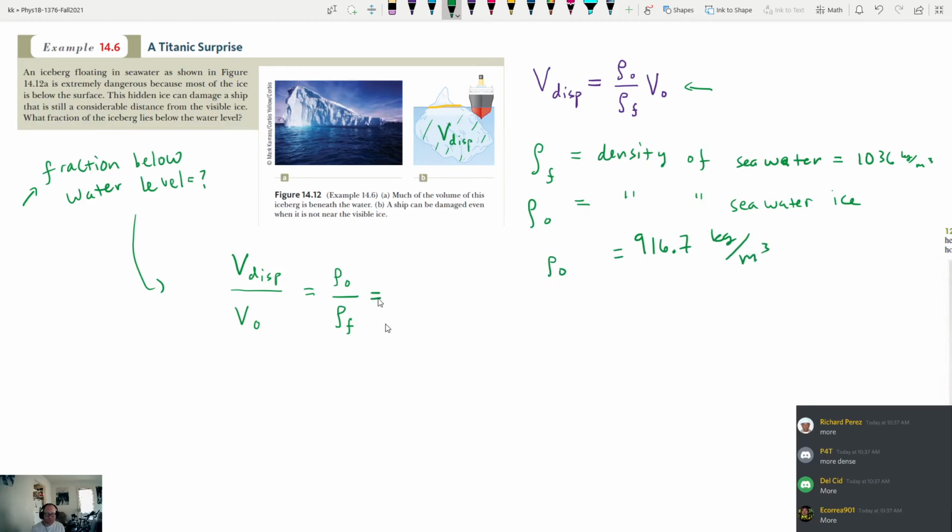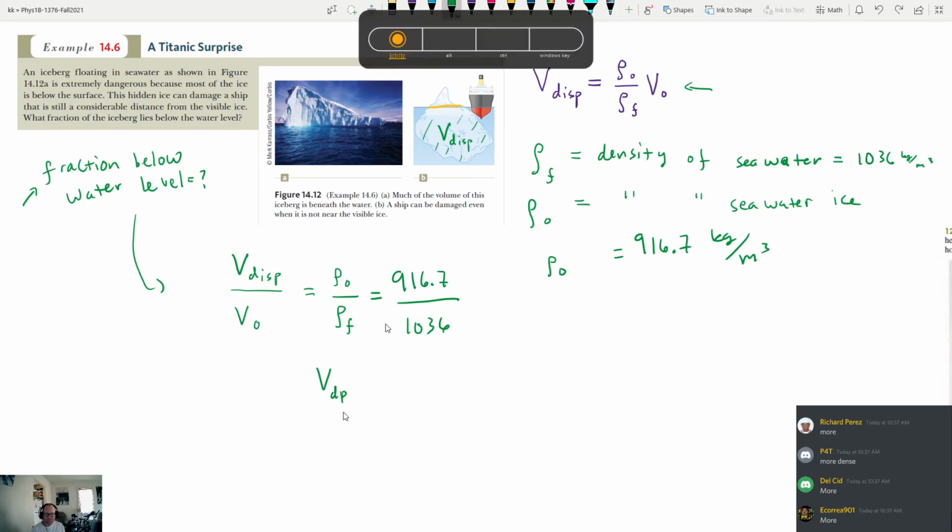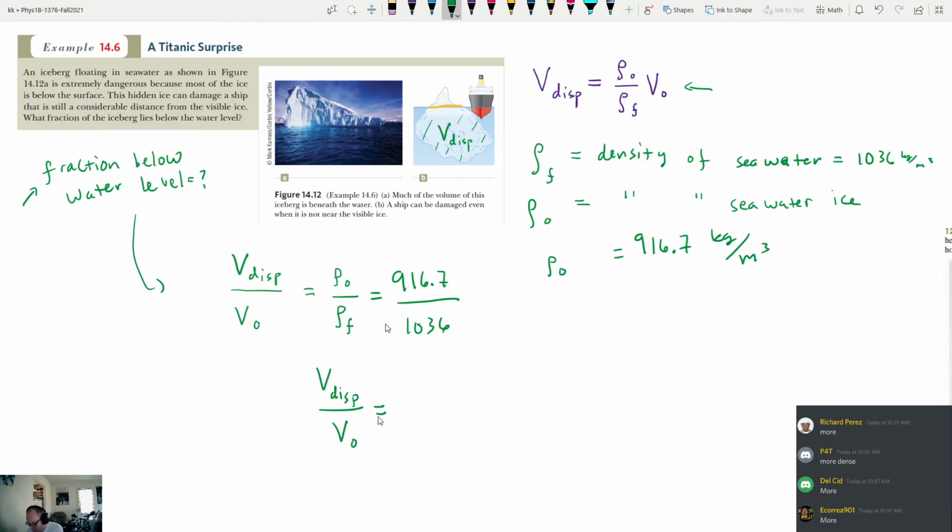Okay, so what's the ratio then going to be? It's going to be 916.7 divided by 1036. Again, same units, so that means that the fraction is equal to this ratio. You're obviously going to get a different answer depending on what numbers you put in here, but you should always get a number that's greater than like 85%, I think, depending on what numbers you pick. So it's 88%.